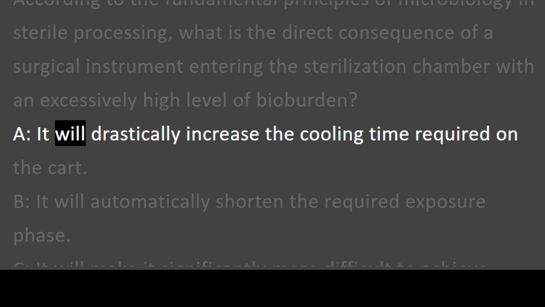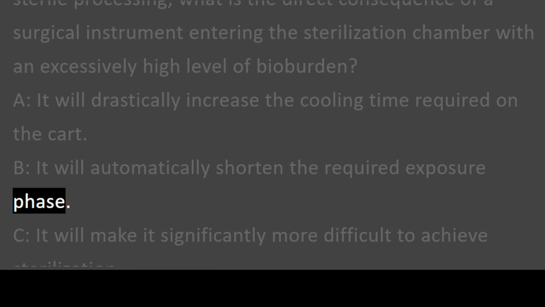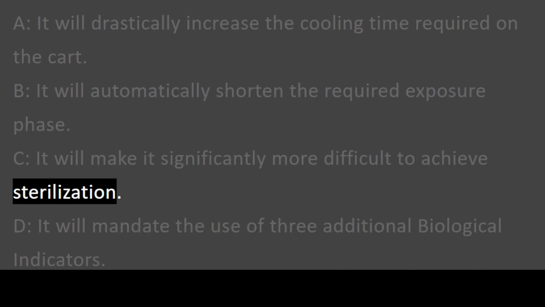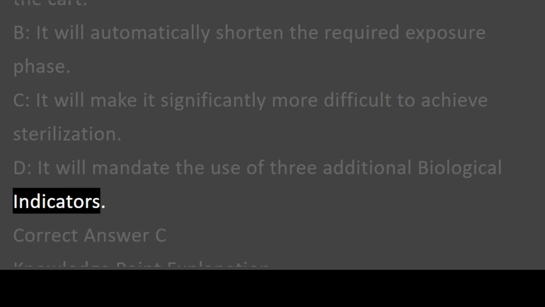A. It will drastically increase the cooling time required on the cart. B. It will automatically shorten the required exposure phase. C. It will make it significantly more difficult to achieve sterilization. D. It will mandate the use of 3 additional biological indicators.